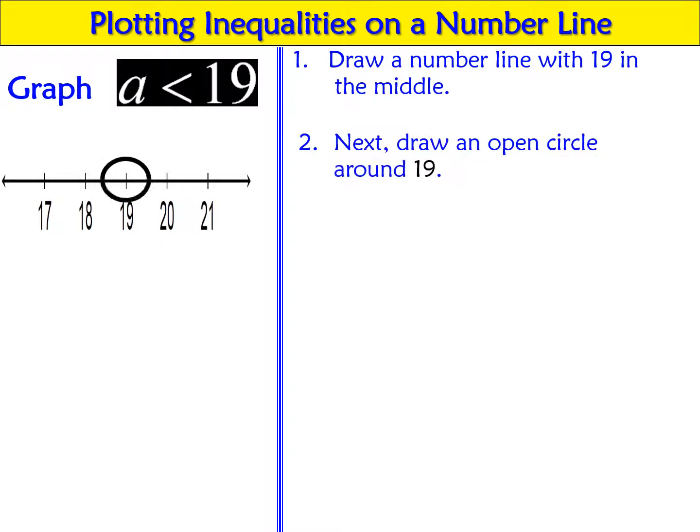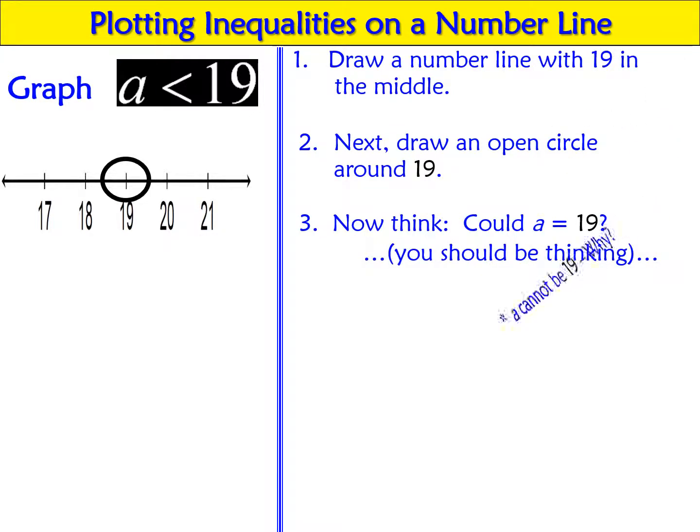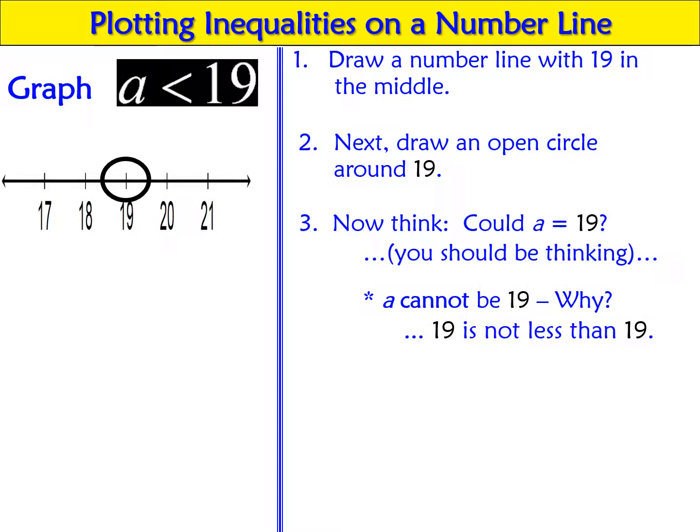Then let's draw an open circle around 19, but ask ourselves, could the value of a actually be equal to 19? Well, as it turns out, a cannot be equal to 19, because if you were to reread that statement, replacing a with 19, you would read 19 is less than 19. Well, that's ridiculous. So because a cannot be 19, just leave the circle open.